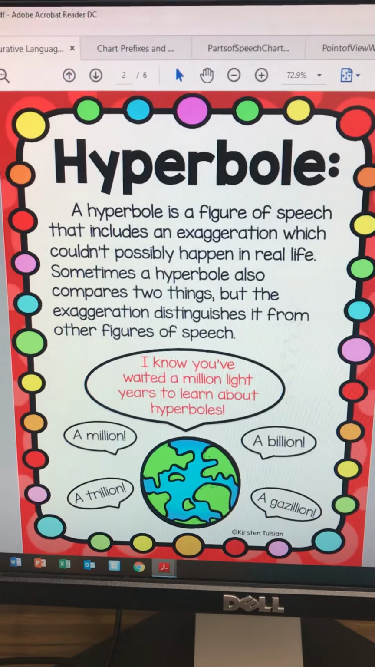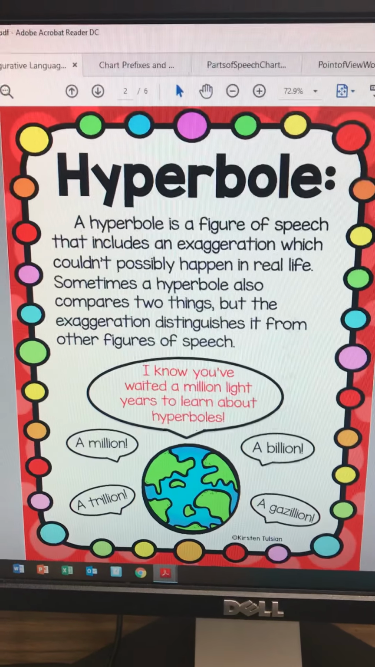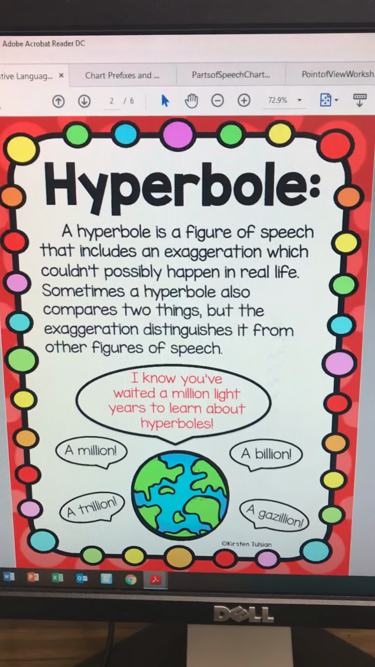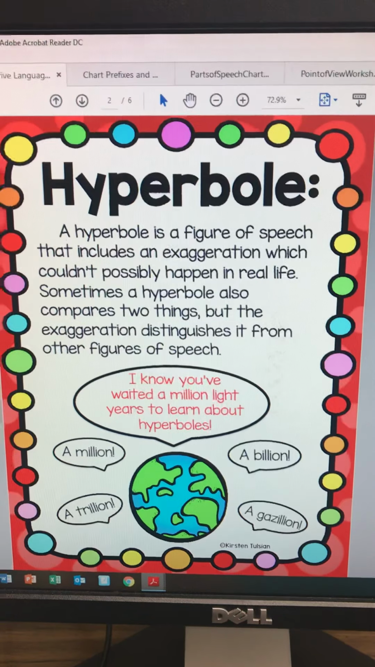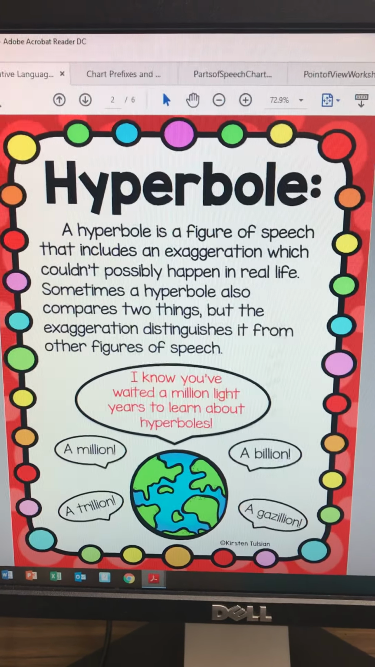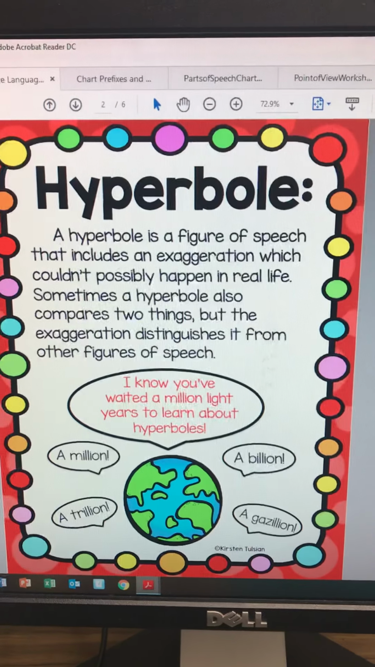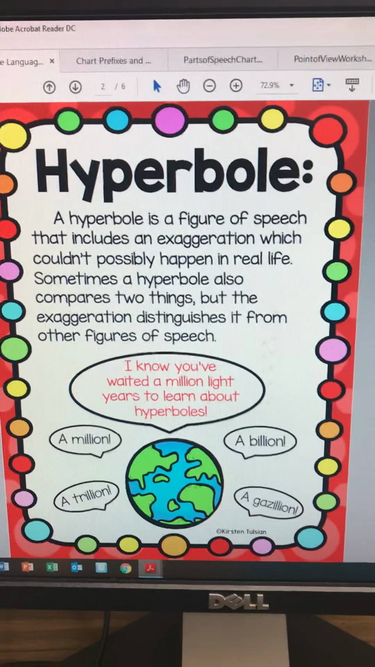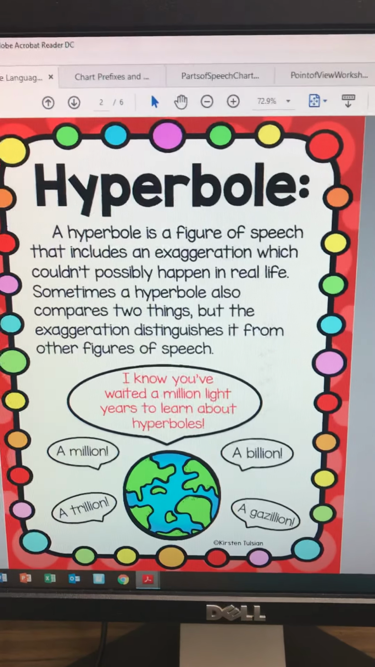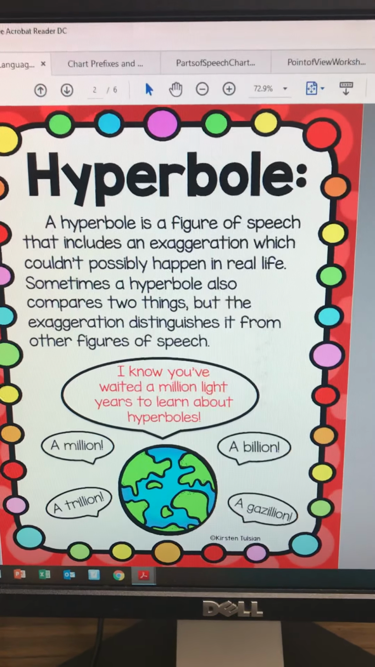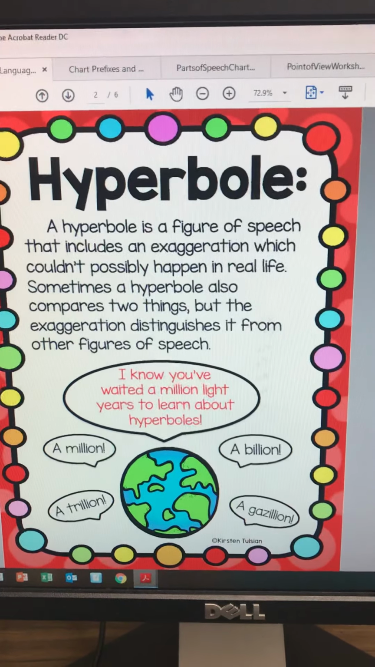The next one is hyperbole. That word with the H is hyperbole. It kind of looks like hyperbole, but it's hyperbole. It's a figure of speech that includes an exaggeration. So like if you say to mom and dad, I've been waiting for 1,000,000 years to get this gift. Can you get it for me now? Well, obviously you haven't been waiting 1,000,000 years, but sometimes we exaggerate so that we are emphasizing what we're saying.